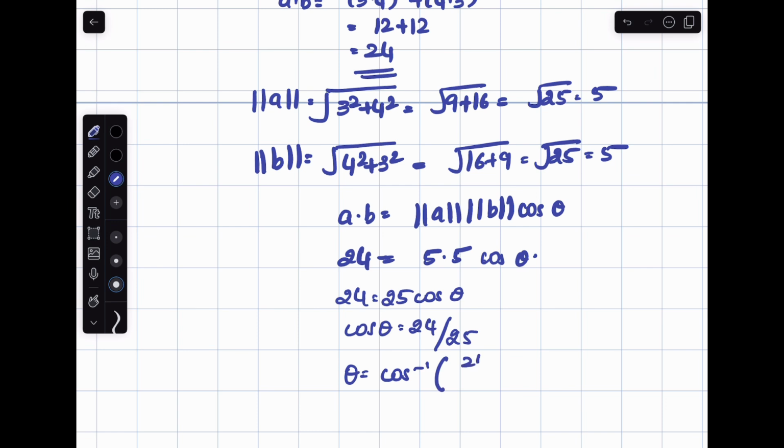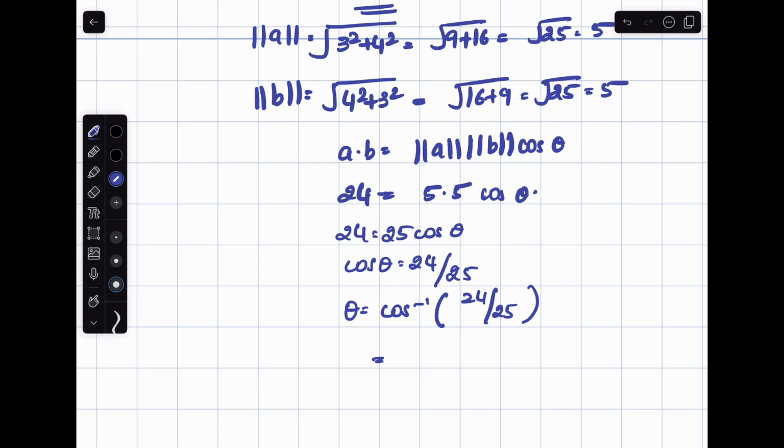16.26 degrees. So what we can interpret from this is that the dot product not only provides the measure of how aligned two vectors are, but also allows us to calculate the angle between them. So this is one example that shows how to use the dot product to find the angle between two vectors in the plane, illustrating the geometric interpretation of the dot product.